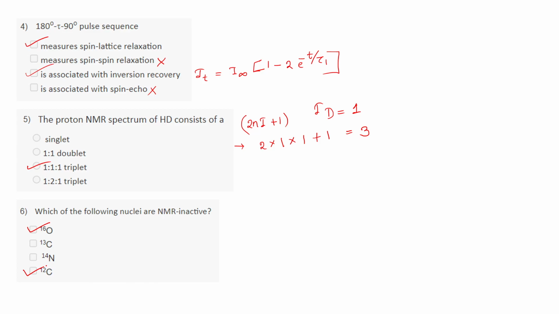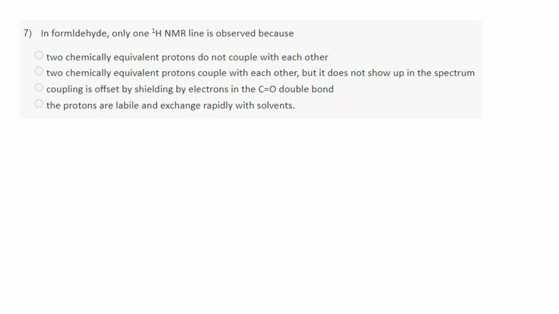Okay. Now the last question, question number 7. It says, in formaldehyde, only one proton NMR or 1H NMR line is observed. Why? What is the structure? It is H2C=O, something like this, right? So both of your protons are attached to the same carbon, the carbonyl carbon, right?